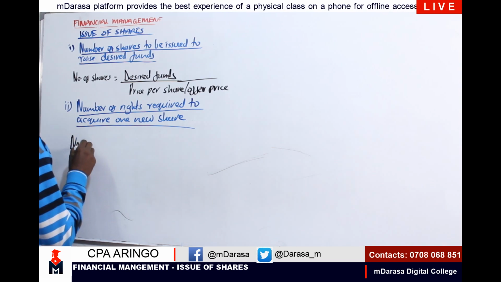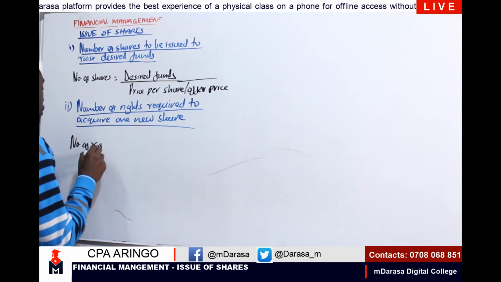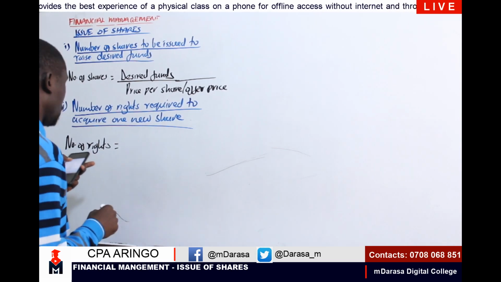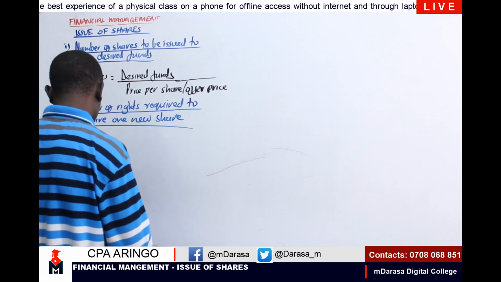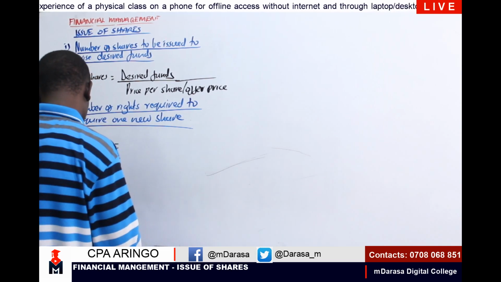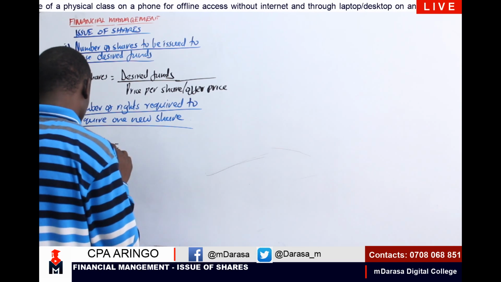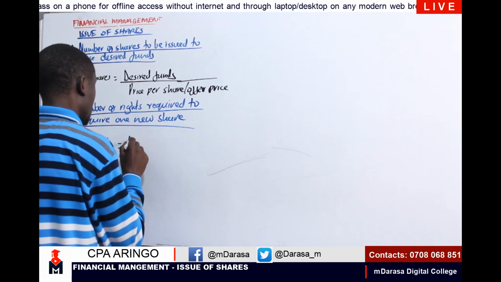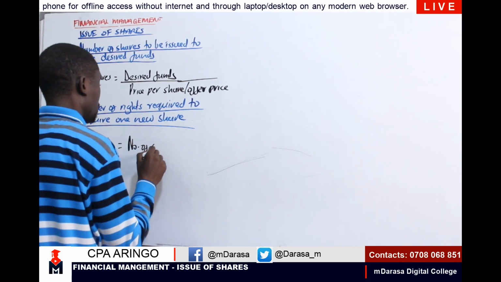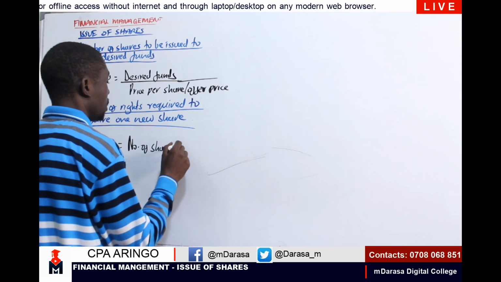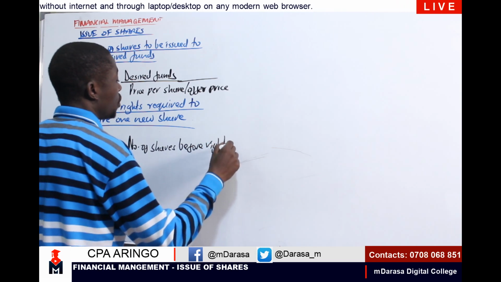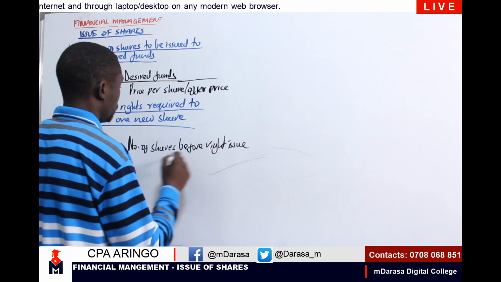So number of rights required to acquire one new share. I'll just be considering the price before rights issue. That is, of course, the number of shares before rights issue. So we're talking of number of shares before rights issue.